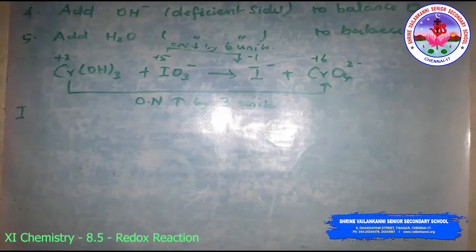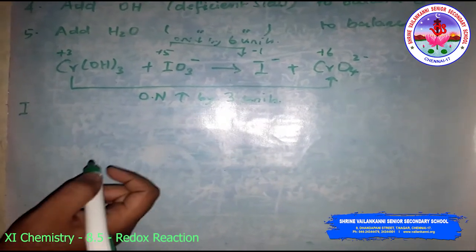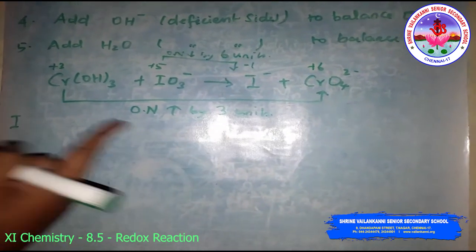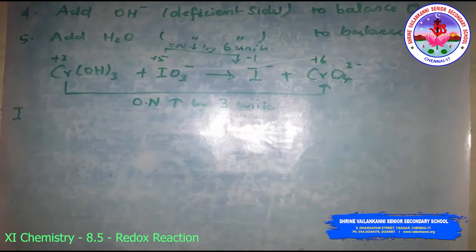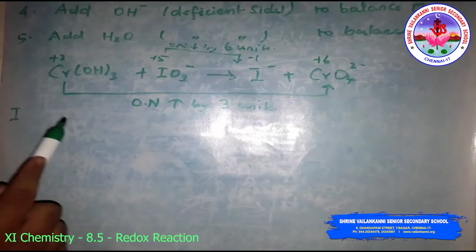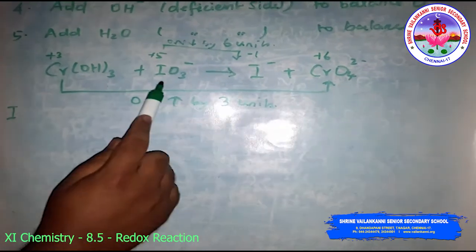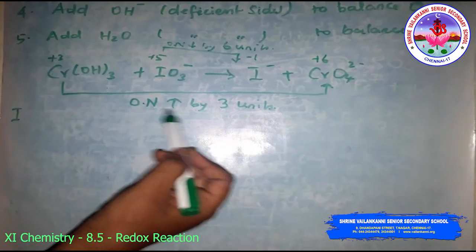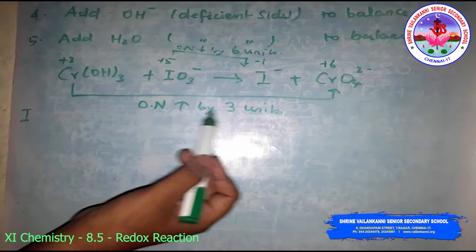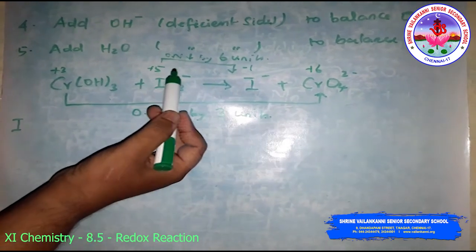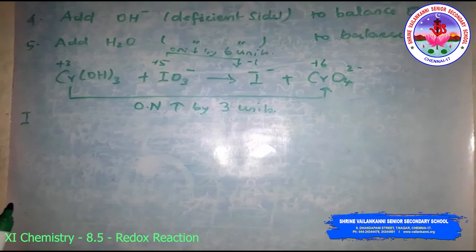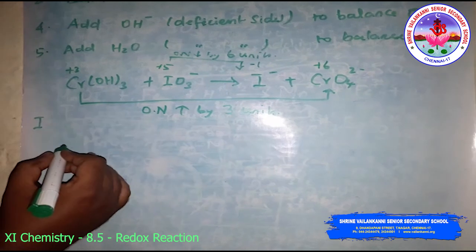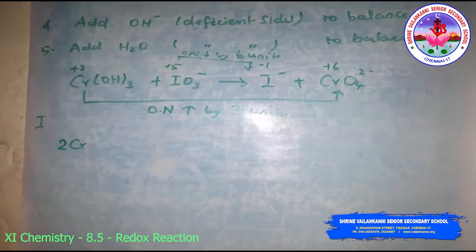Now write the balance, that is, balance all atoms other than oxygen and hydrogen. So other than oxygen and hydrogen means you have to balance the chromium and iodine. The oxidation number increased by 3 units in chromium, and for iodine 6 units. So 6 by 3 is what? 2. So that 2 into 3 is 6.